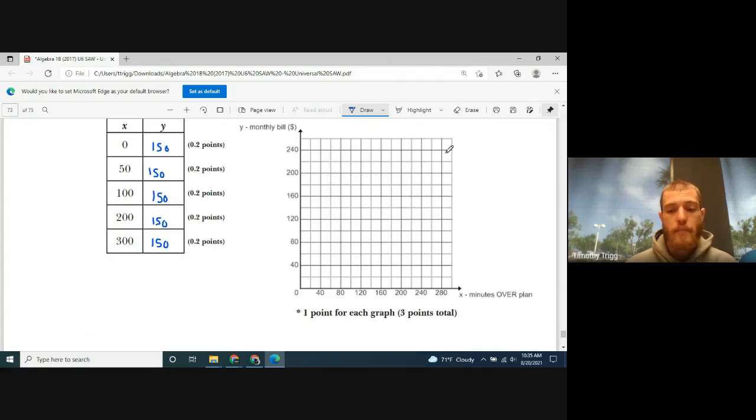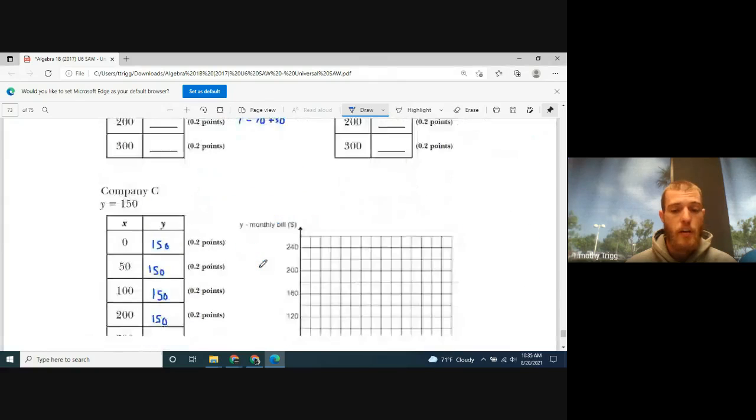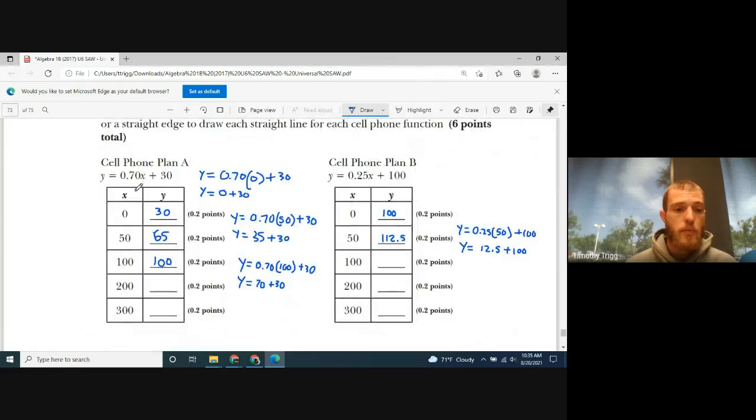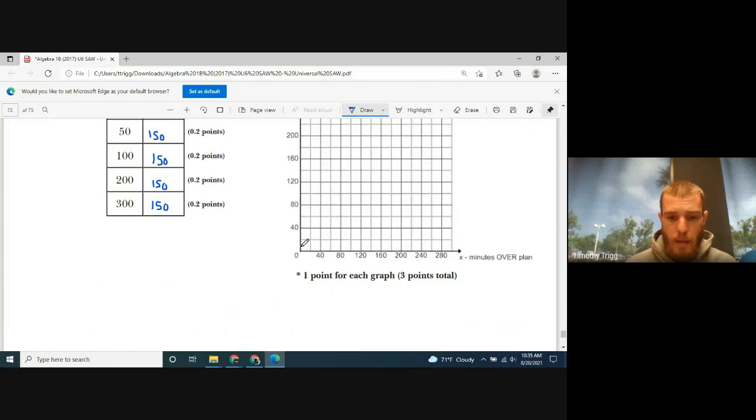So let's go ahead and graph each of these cell phone plans on the graph. First, let's look at cell phone plan A. We can see it has 0, 30 as one of its points. These look like they're going up by 20s, right? 20, 40, 60, 80. Okay, so 0, 30 would be like right here between 20 and 40.